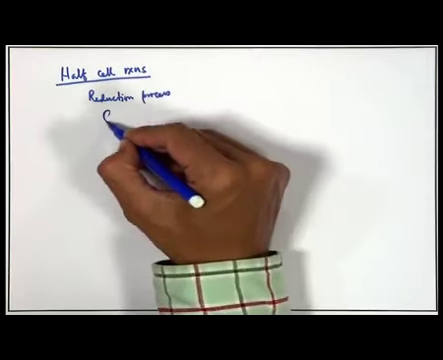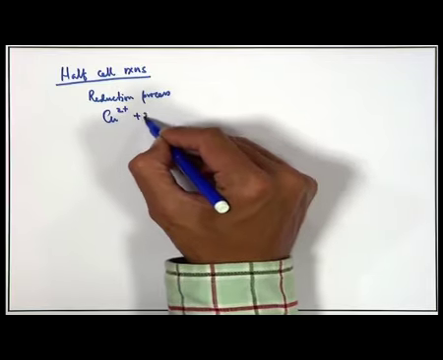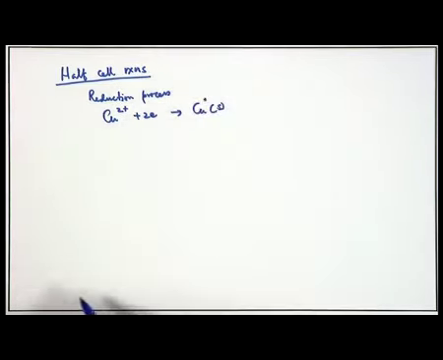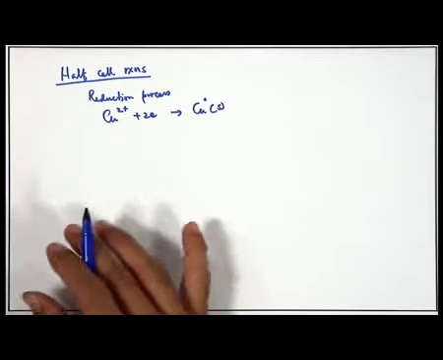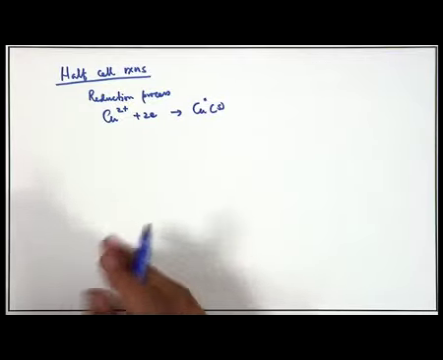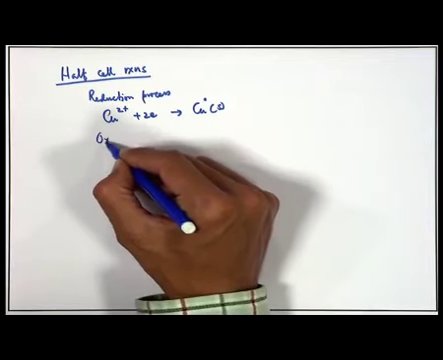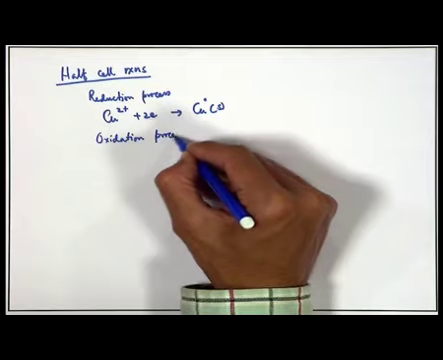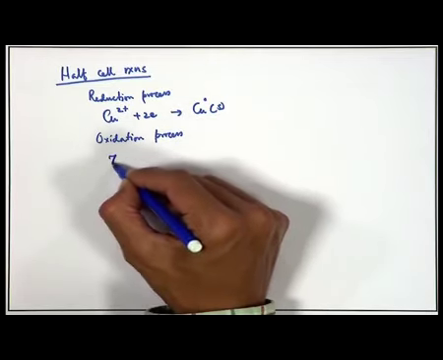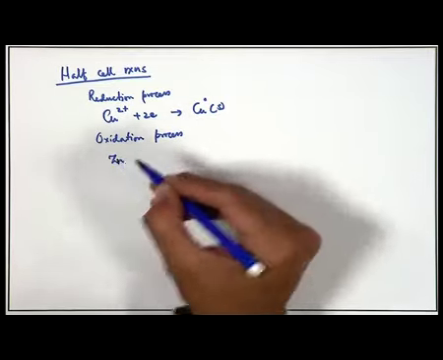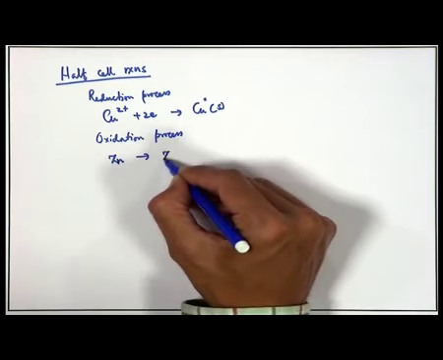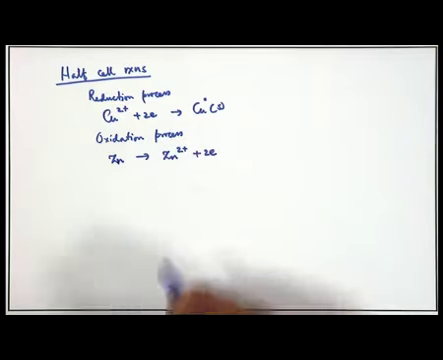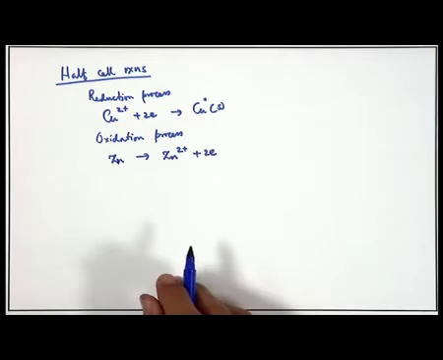The reduction process is Cu2+ plus 2 electrons gives Cu solid. So, this is reduction. Complementary to this reduction process there will be oxidation. In the oxidation process, zinc will give you Zn2+ plus 2 electrons. So, this is an oxidation process.